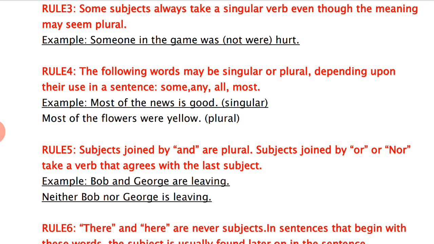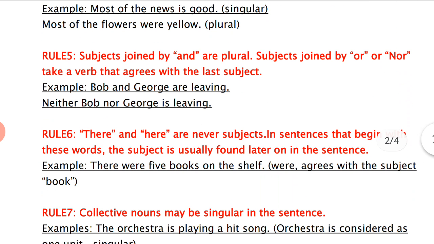You may have a question, ma'am, why do we have in the first sentence used is and in the next sentence we have used a plural verb were? But there is a difference. You need to understand this. News is a collective noun which is always going with a singular verb. Most of the news is good. Most of the news is correct. Right? But most of the flowers were yellow. That means more flowers were yellow. That means more than one flowers were yellow. Okay, got it?